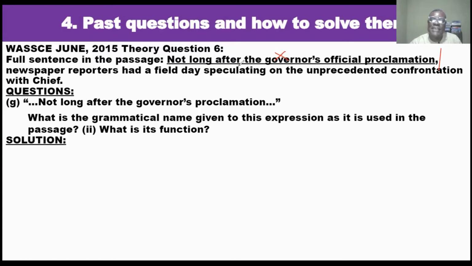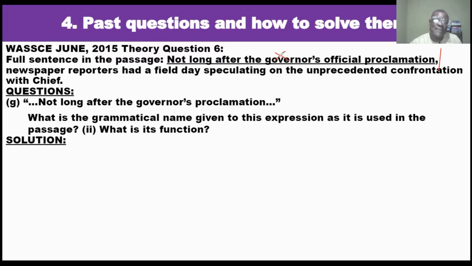There is no verb here. You can look at it. Not long after the governor's official proclamation. It doesn't have subject and verb combined together. So it is an adverbial phrase, or an adverb phrase if you like. Now, what is its function?